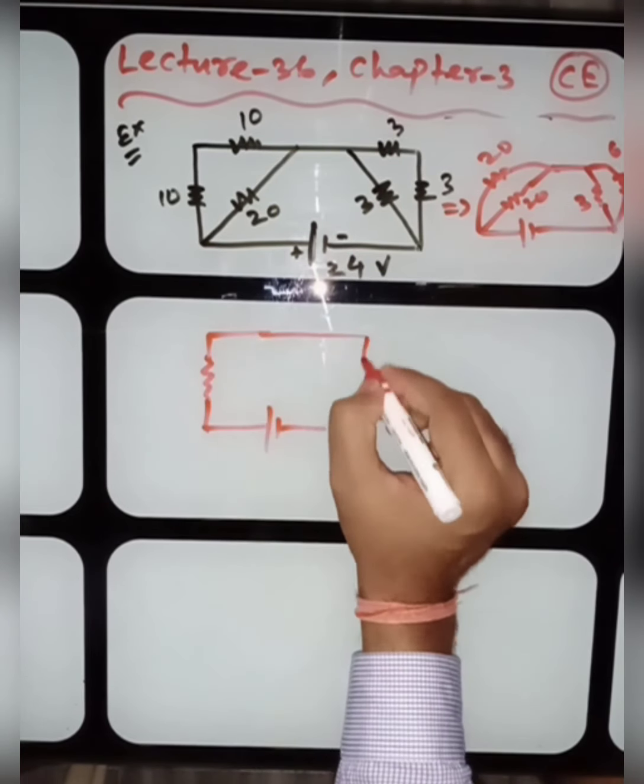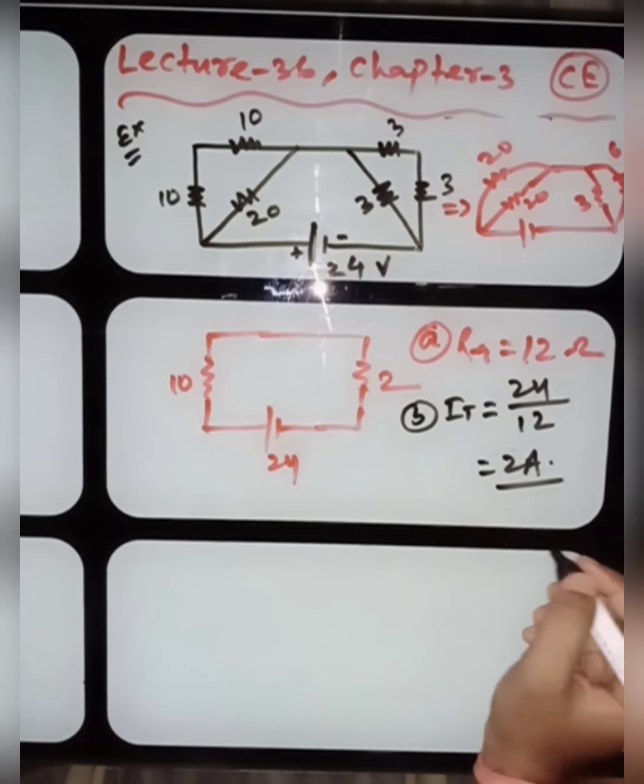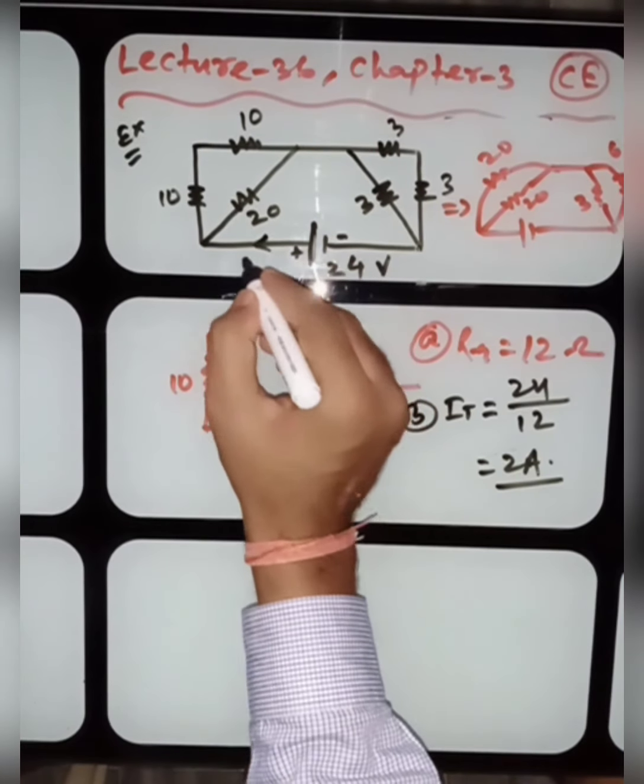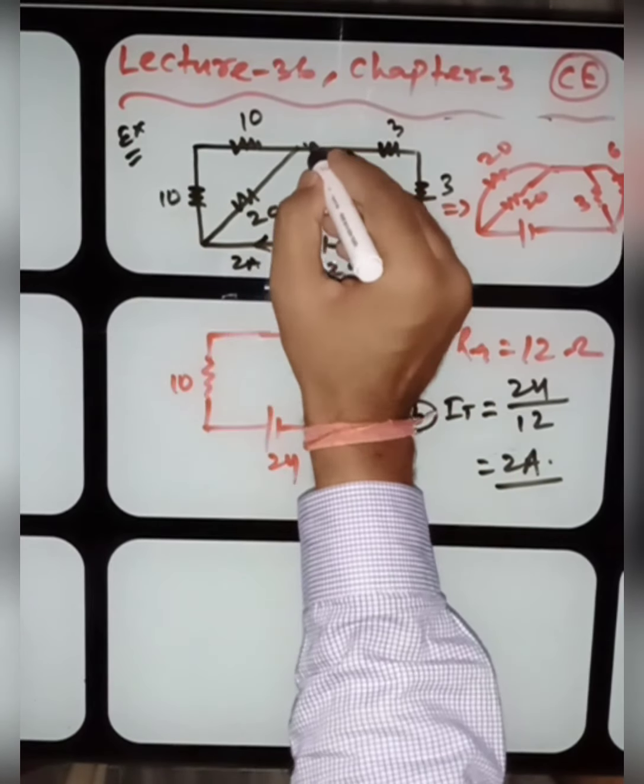Now the second one, the total current. I total will be the total voltage of the circuit, 24, by the total resistance, 12. So it is 2 ampere. Remember, 2 ampere is moving from here, and the same current 2 ampere will reach here. If this is 20 and this is also 20, it means 1 ampere and 1 ampere; the current will divide equally. So the 2 ampere reaches here, the 3 and 3, 6, and here 3, remember.